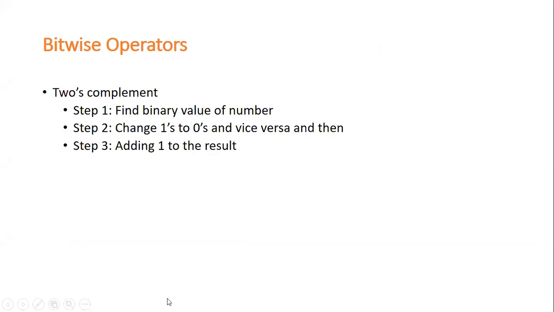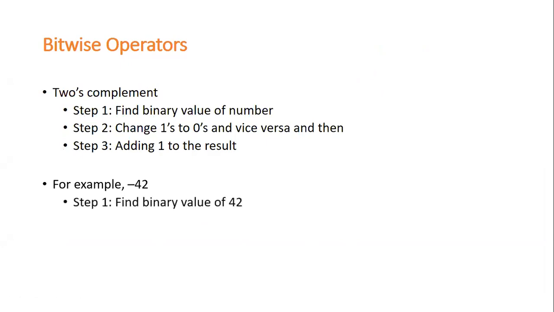Let us see. In order to represent a number in 2's complement, these are the three important steps we need to follow. First, find the binary value of the number. Next, change ones to zeros and zeros to ones. That is your second step. And the third step is to add one to the result. Let us illustrate this with a small example. Let us take the same number, minus 42. I want to represent it in binary.